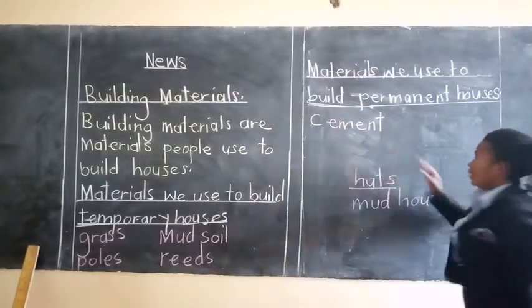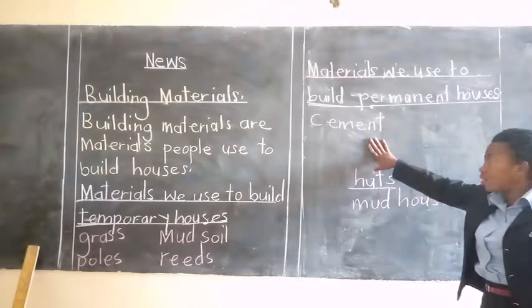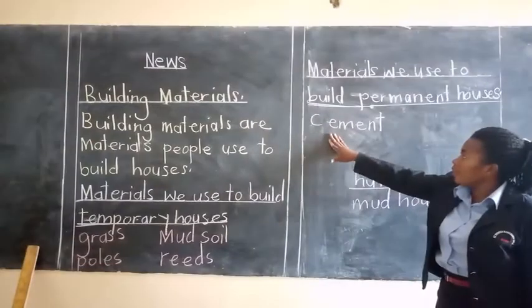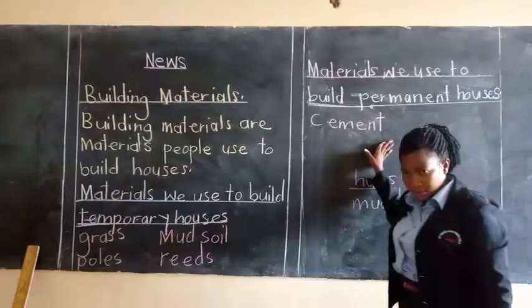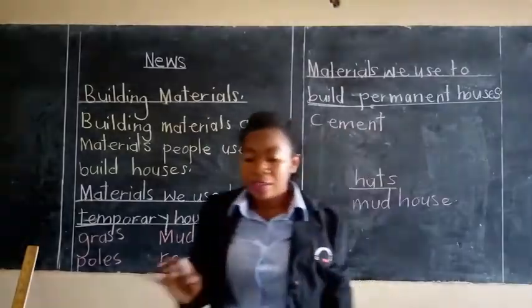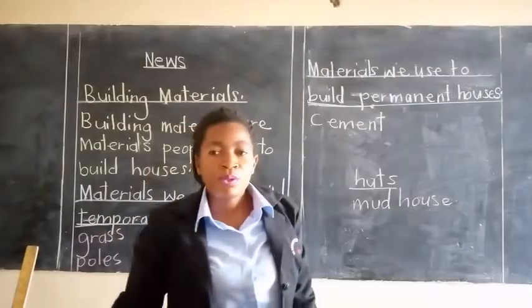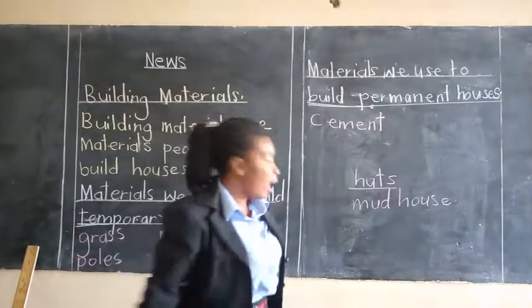Everybody, cement. Can you spell the word? It is C-E-M-E-N-T. Cement. Cement is a building material that we can use to build permanent houses.